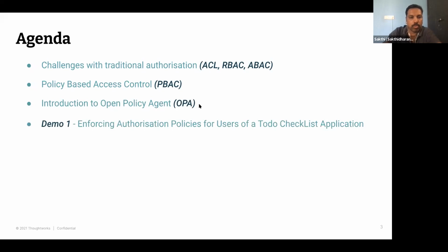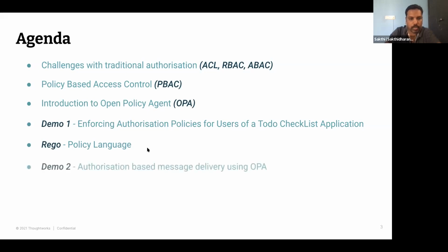Then we'll see a demo with a sample to-do checklist application where we will enforce some authorization policies dynamically and see what effects it creates in the application. And then we'll briefly touch upon the Rego policy language, which is the official policy language used by the Open Policy Agent to define the access policy as code. And then we'll do another demo to see how message delivery makes use of OPA to provide authorization.